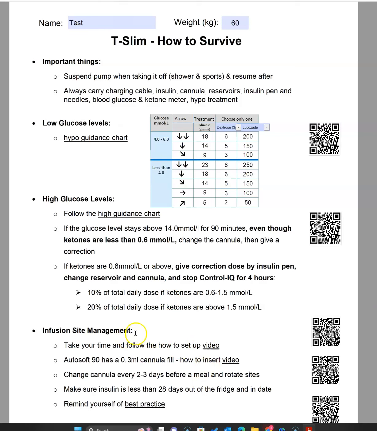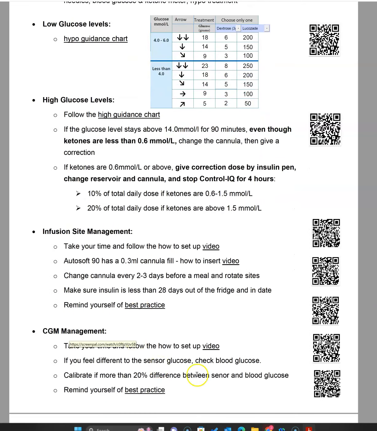Are they following effective infusion set and management changes every 2 to 3 days, and rotating the sites, etc.? And are they making sure that the CGM is obviously being used for most of the time, and that if the glucose values are different to the blood glucose by more than 20%, they're calibrating? If the insulin is going in effectively and the continuous glucose monitor is accurate, then this system is going to work effectively well. So they're the basics.